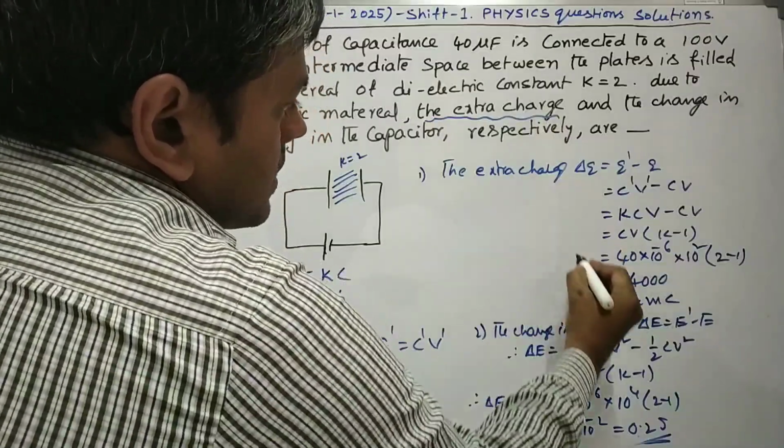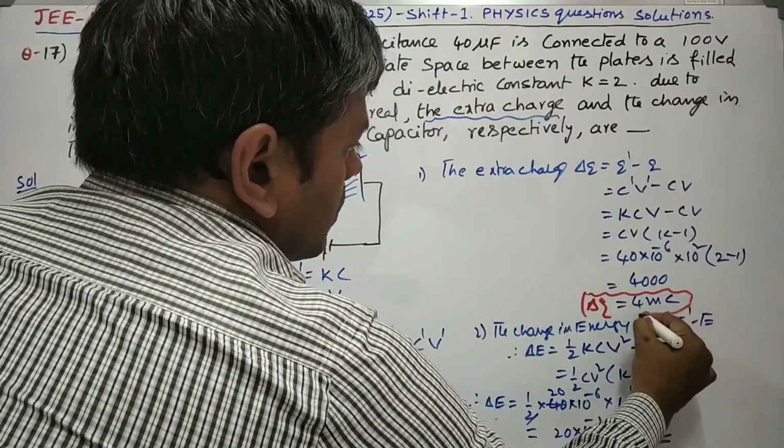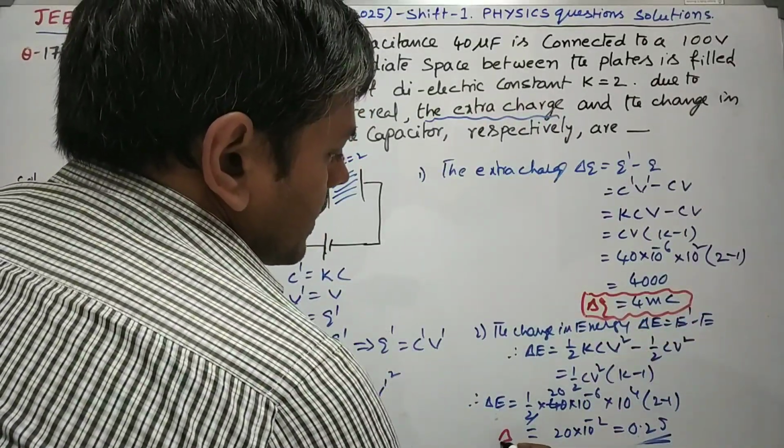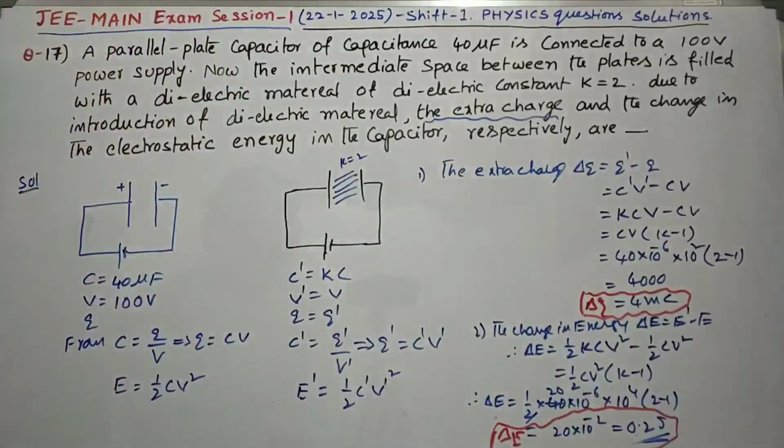So the answer for this question is: the change in the extra charge, delta Q, is equal to 4 millicoulomb, and delta E is equal to 0.2 joule. Okay, right.